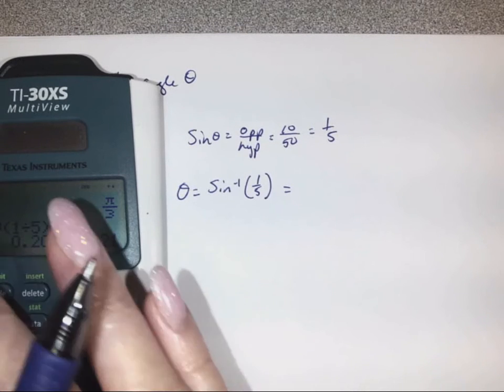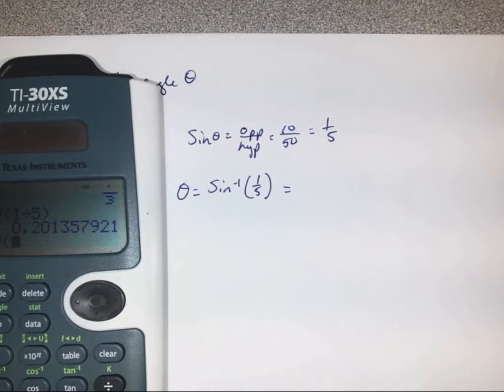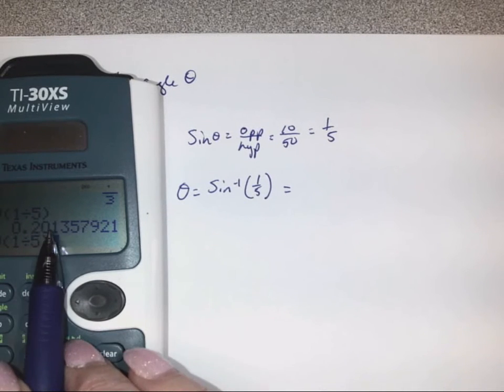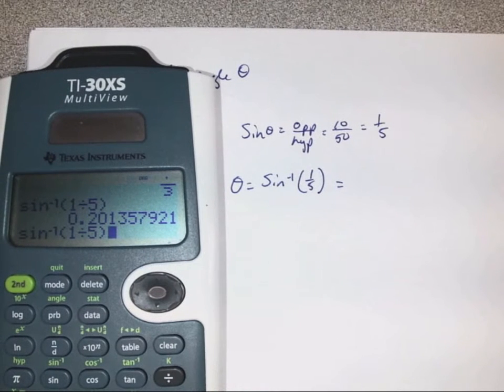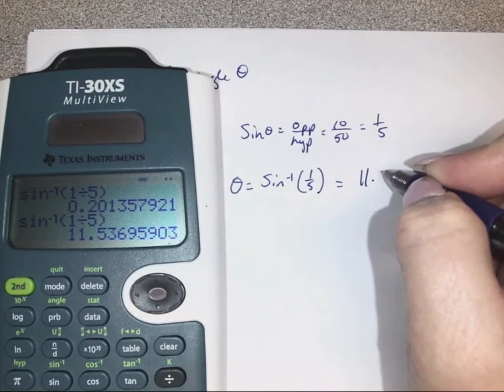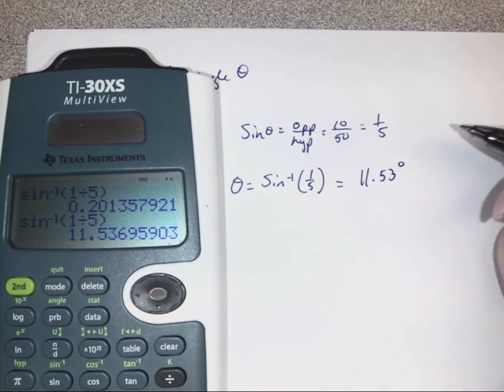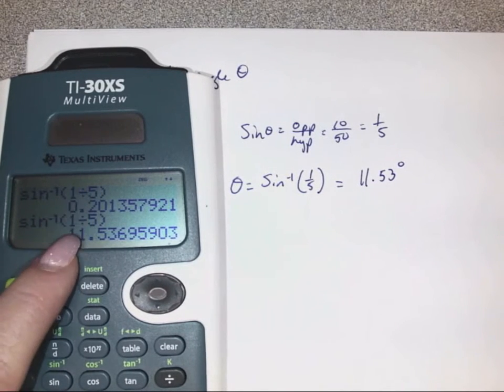All right, so second sine inverse of 1 divided by 5, because that 0.20 doesn't really tell me anything as far as a radian mode. It's not like a pi over 3 or something. So I need to do a degree. And so we'll end up with 11.53 degrees.